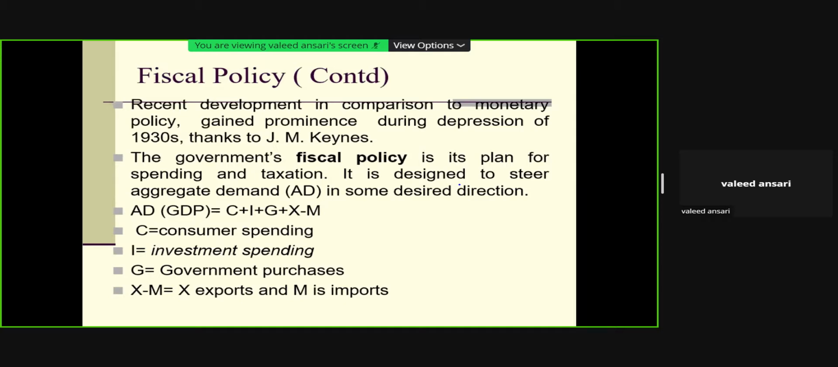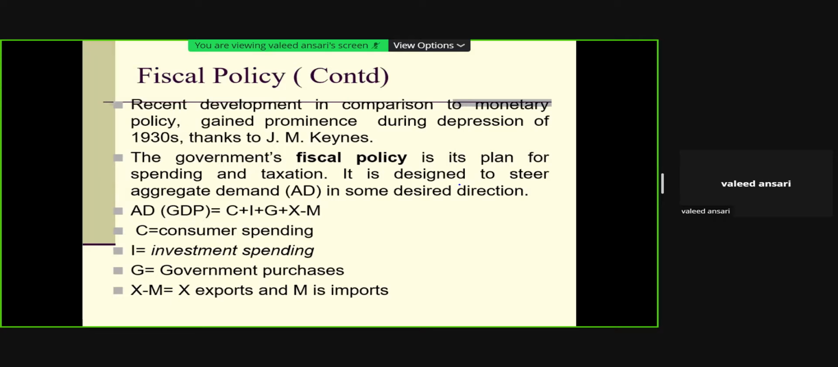That is, the prevailing idea was that government should not interfere, let the market forces work it out, and the prevailing notion of economic thought was captured in a famous saying that supply creates its own demand. Keynes said that the problem at hand is of lack of demand, not of supply. So we should take care of demand, and it will take care of supply.